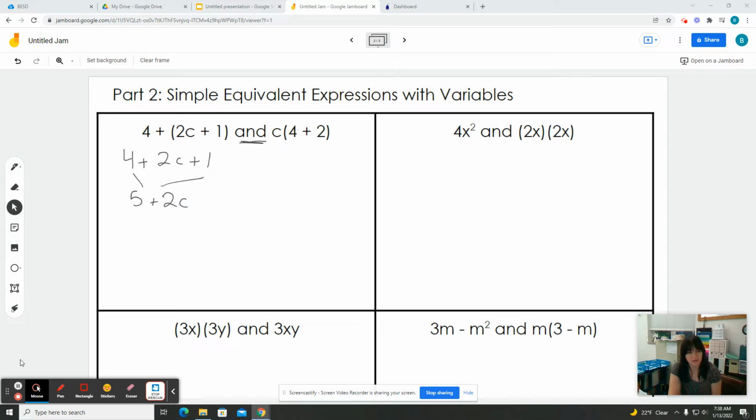Now, because the first term is a constant, 5 is a constant, and 2c has a variable in it, we can't combine them anymore. Okay, so this is the simplest form it can take. So that's that side. We're done with that side.